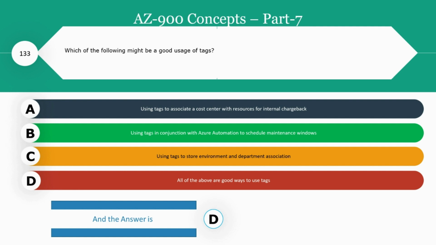This is a repeat question that we have seen earlier. Nothing wrong to test our knowledge again. The right option is all of the above. To reiterate, tags are used for easy management of resources, cost calculation, automation, and many more.